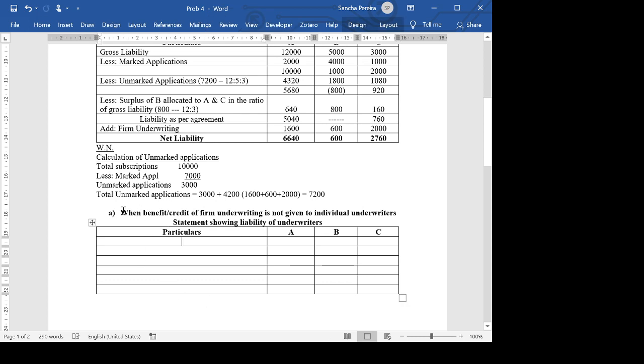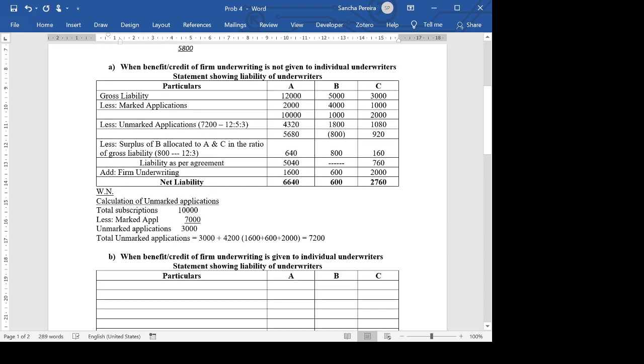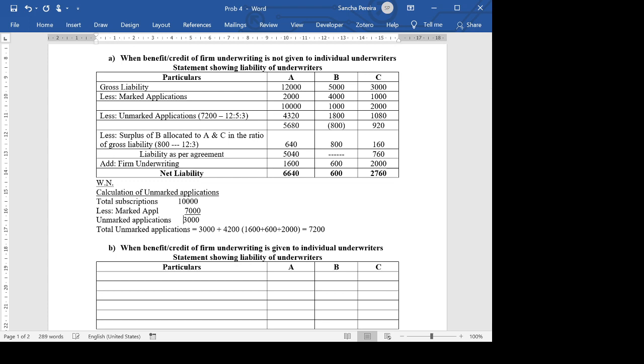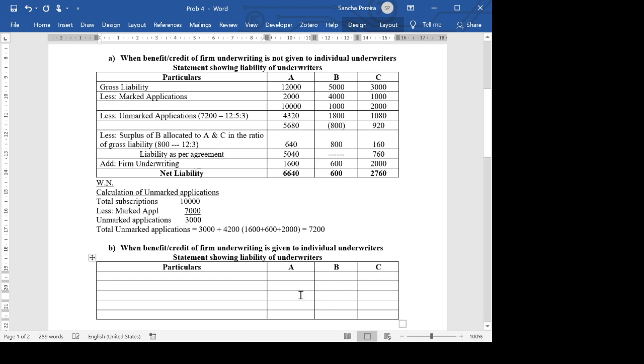Okay, now we are going to solve under when benefit or credit of firm underwriting is given to individual underwriter. Here we had said not given and therefore added it to marked unmarked applications. Now we are going to solve under where benefit is given. So we start the same way. Gross liability.